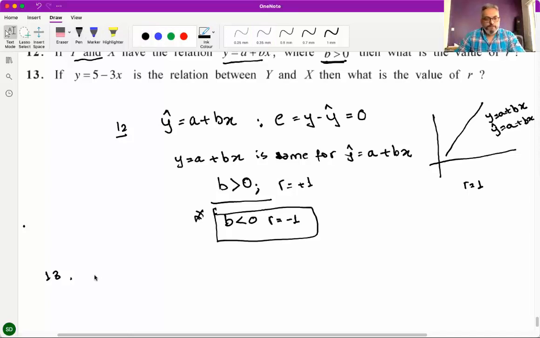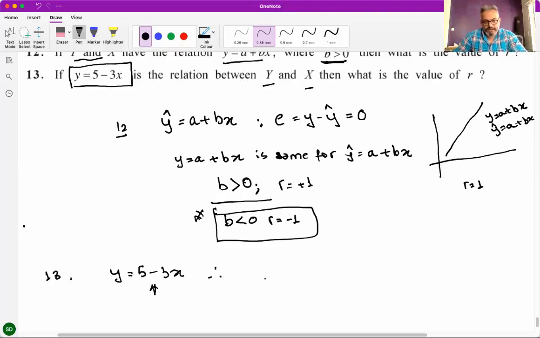Thirteenth one. If y is equal to 5 minus 3x, exactly given y is equal to 5 minus 3x, no y cap, is the relation between y and x, then what is the value of r? So y is equal to 5 minus 3x. Therefore, because it is negative, r will be equal to minus 1, because b is less than 0 from here.